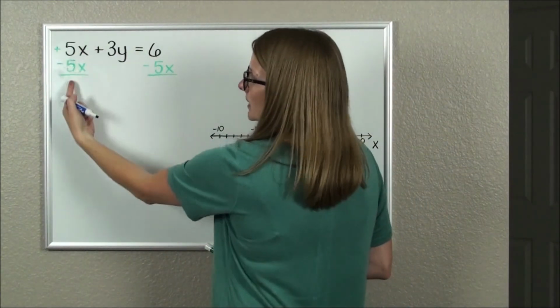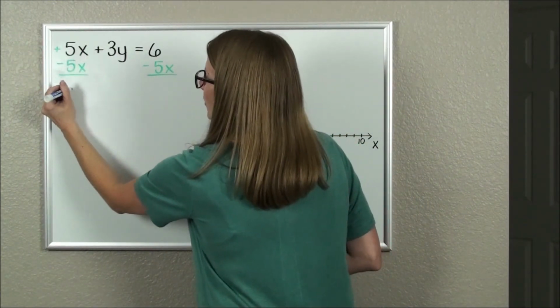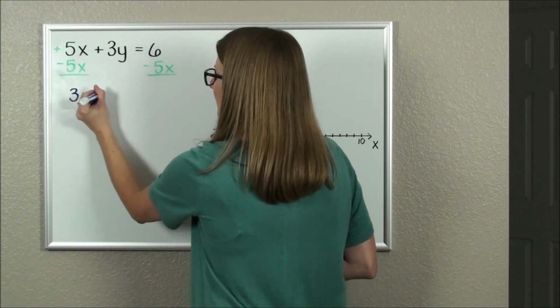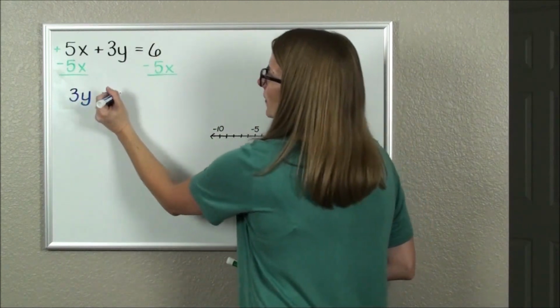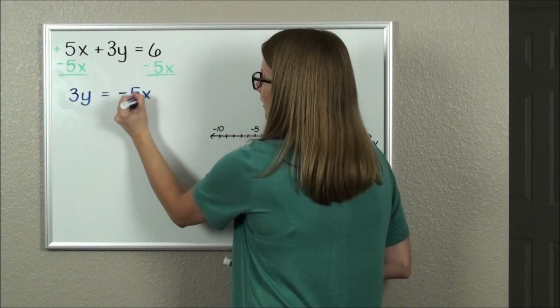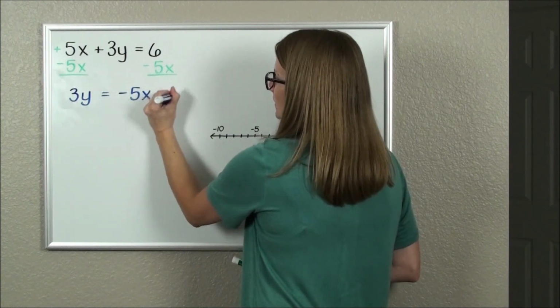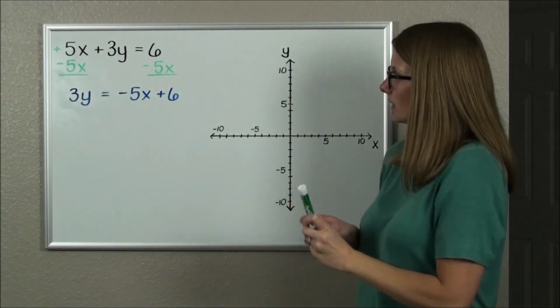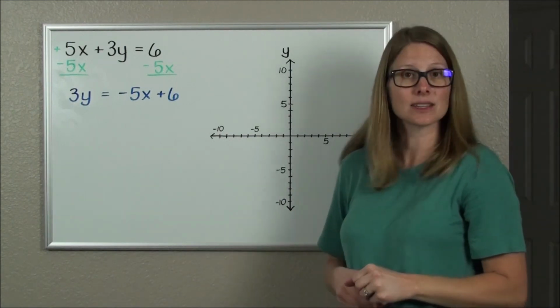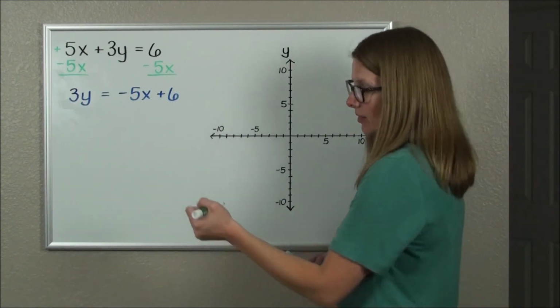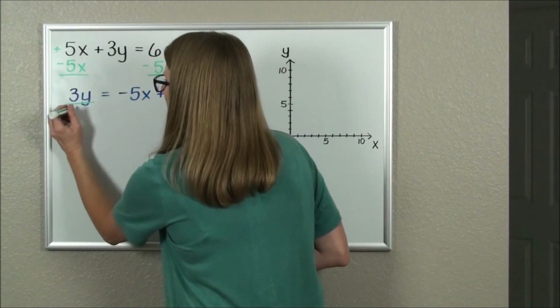So now the 5x minus 5x has gone away. We now have the 3y on the left side. On the right side, we have the negative 5x now, along with the positive 6 that was originally there. So we've relocated x, now we need to isolate the y. We need to divide by the 3 that's attached with multiplication.